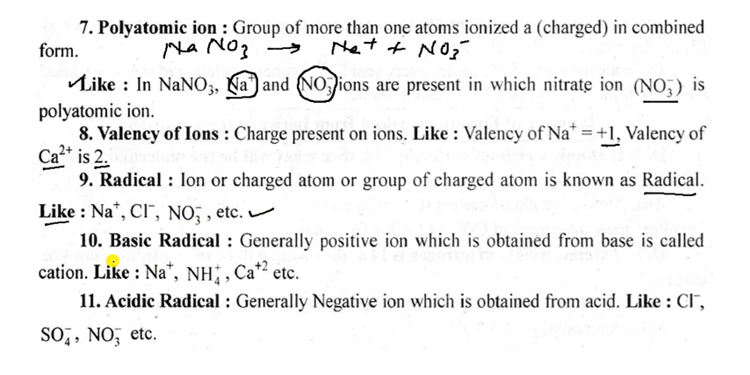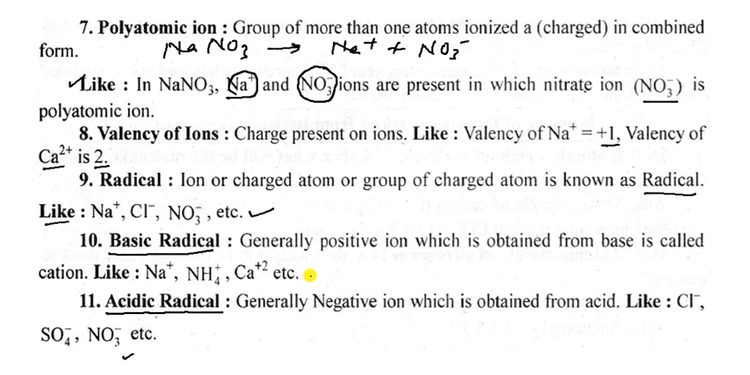These are the examples. Now basic radicals have a positive charge, generally positive ions obtained from a base, called cations, like sodium ion, ammonium ion, and calcium ion. Acid radicals are generally negative ions obtained from an acid, like chlorides, sulfates, nitrates. So these are the acid radicals. Always remember, acid radicals are negatively charged and basic radicals are always positively charged.